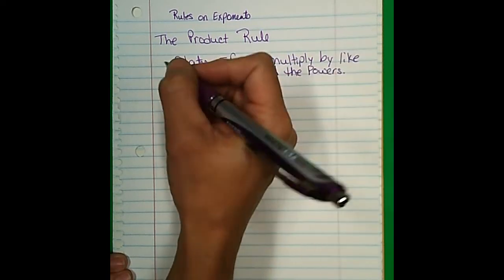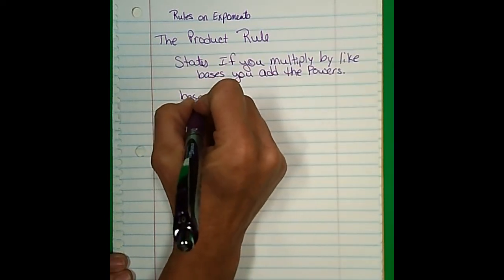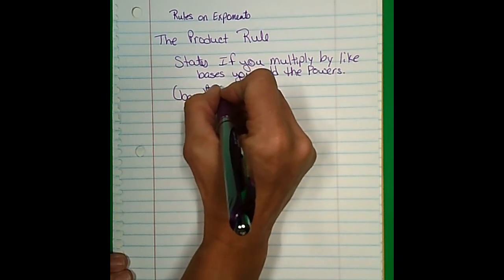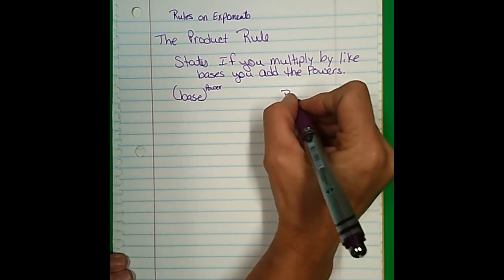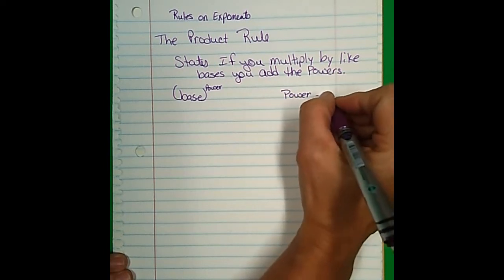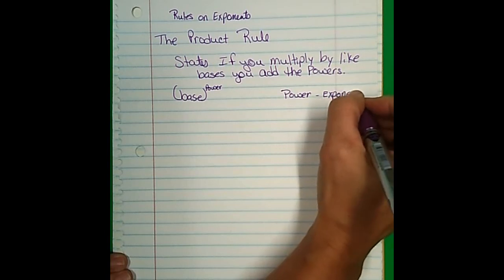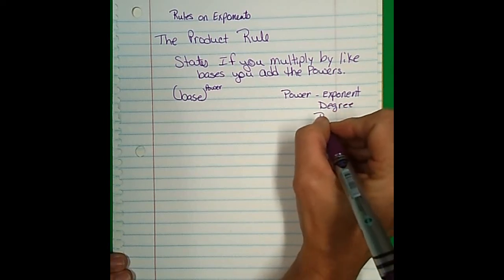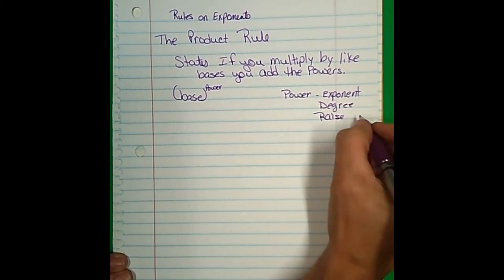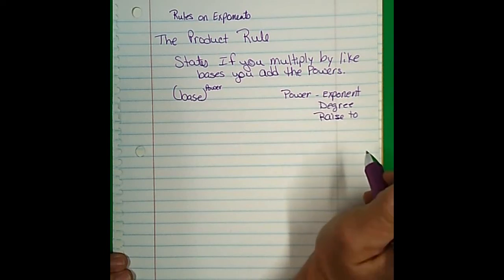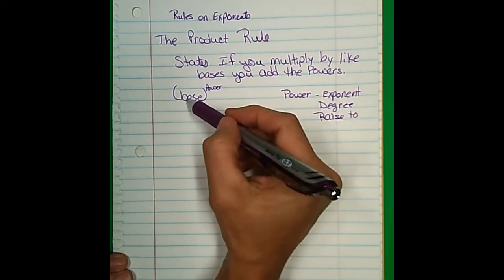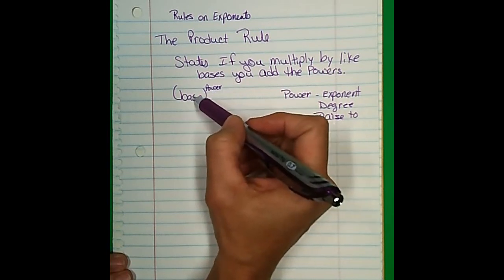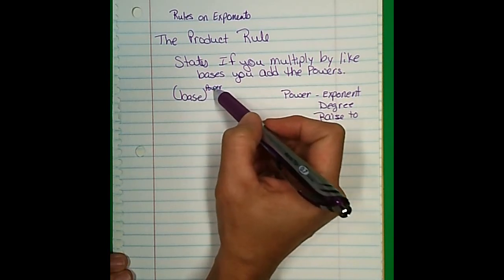So let's talk about this. A base is something that's being raised to a power. Power is also called the exponential, the exponent. It's also called a degree. It's also called raised to. So, you know, there's different terminology for it. But basically what it boils down to is that I have some base raised to a power. If I'm multiplying two bases that are identical, I can add the powers.